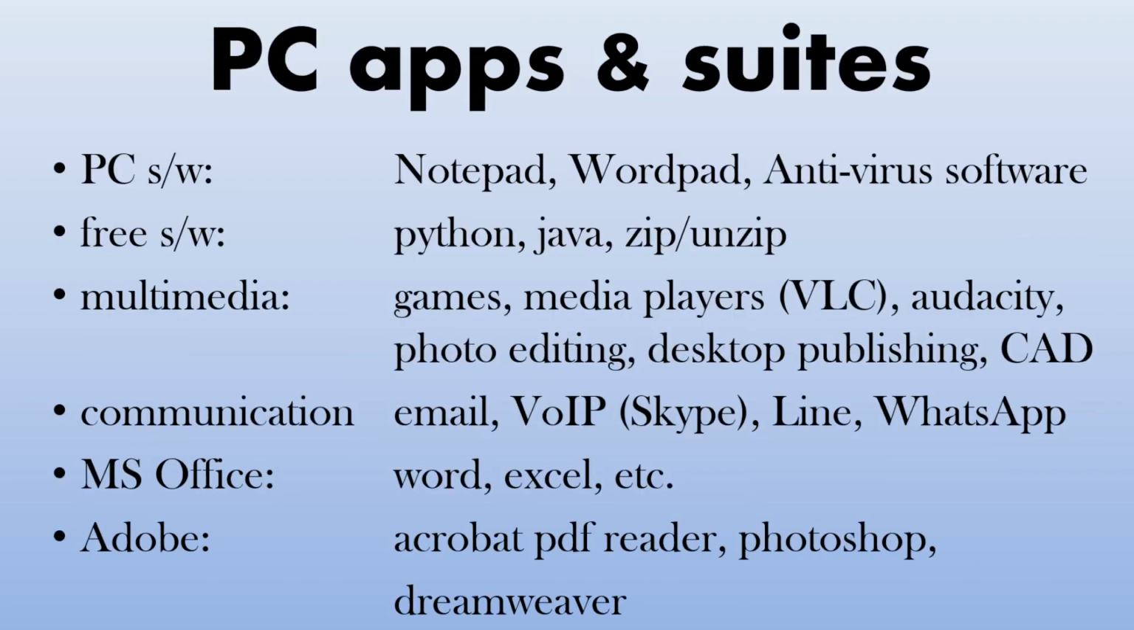On your computer, you may have software already on there, things like Notepad, maybe even antivirus software. You can also download free software, such as programming languages like Python, for example. We have multimedia, things for video and audio, communication, social media like Line and WhatsApp, and we have business software, sometimes packaged together in what's called suites. So for example, MS Office, we're very familiar with, many people use, and also Adobe have many products, for example.